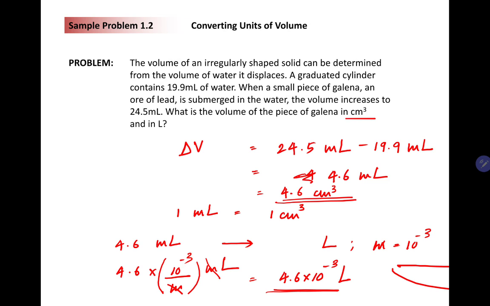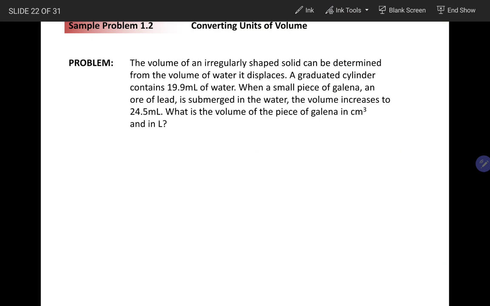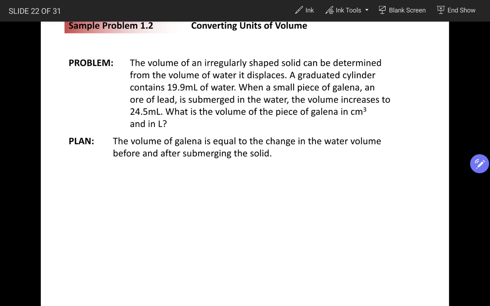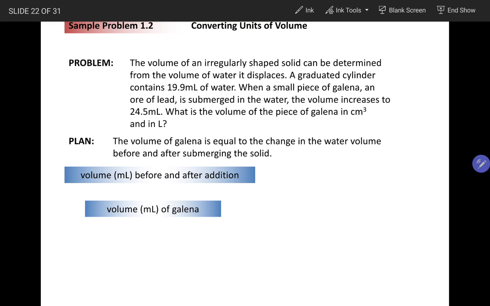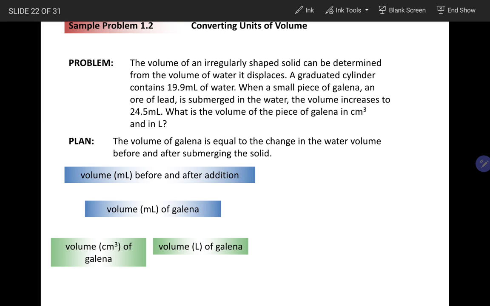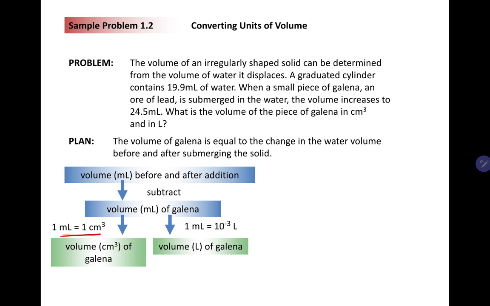I think I also have the typed answer because some people like to see the typed answer. And of course this is the plan to do this. I explained the plan to you already. You will have the volume in milliliters, you will convert it into cubic centimeters and also into liters. To do the conversion between milliliters to cubic centimeters, you will use this relationship right here. For the milliliter to liter conversion, you will use this relationship right here.